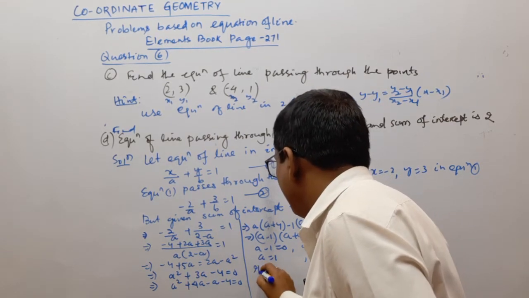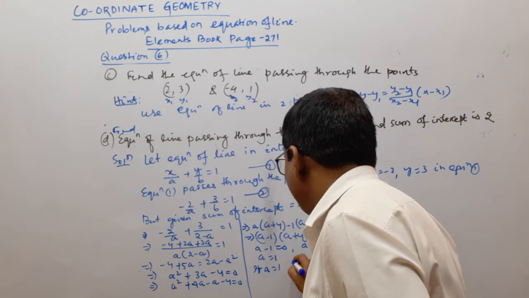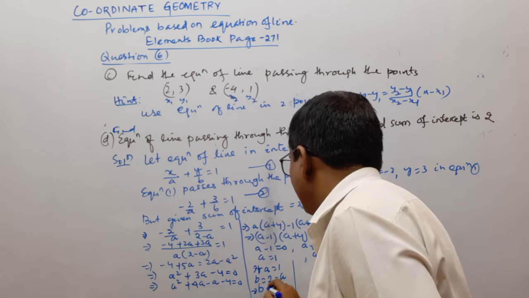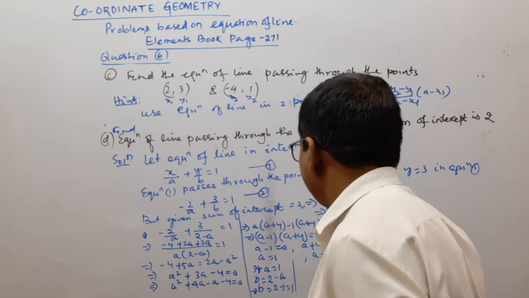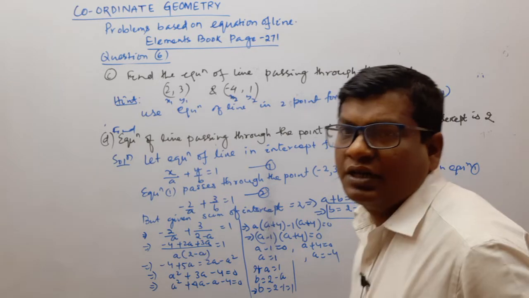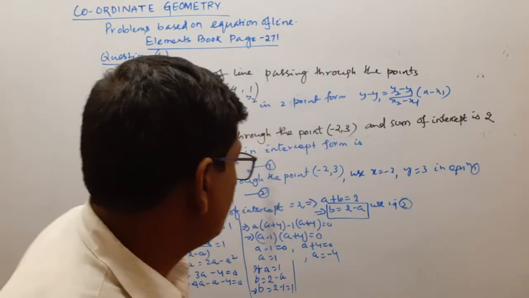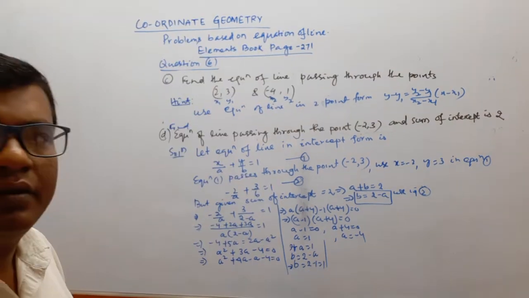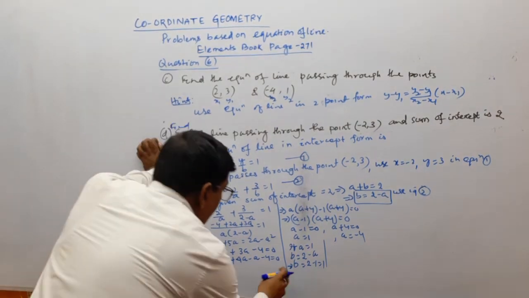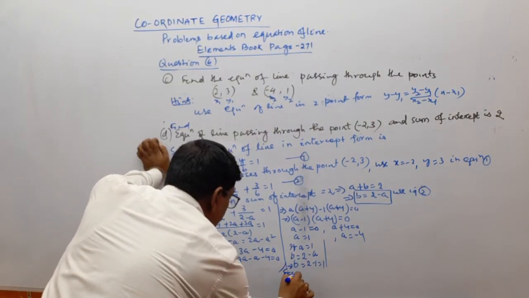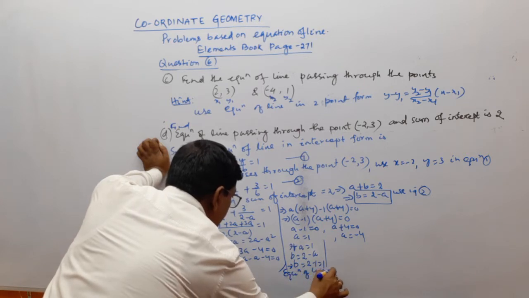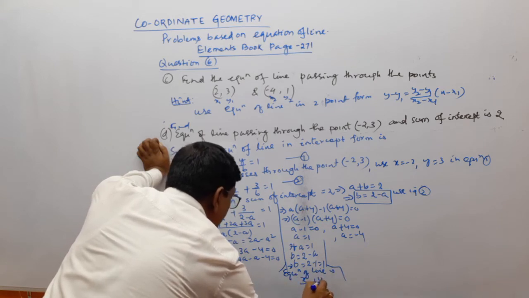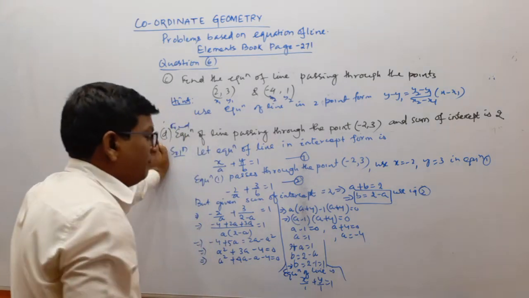If a equal to 1, then b is equal to what? B is equal to 2 minus a, that is 2 minus 1, that is 1. So equation of line will be x by a, means x by 1 plus y by b, means y by 1, is equal to 1. This is the equation of line.